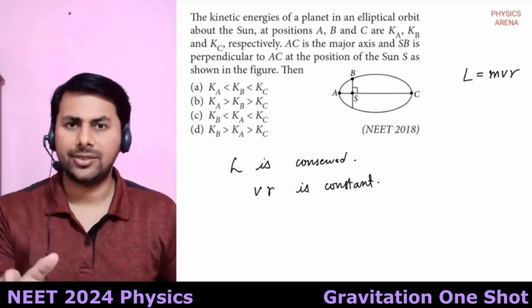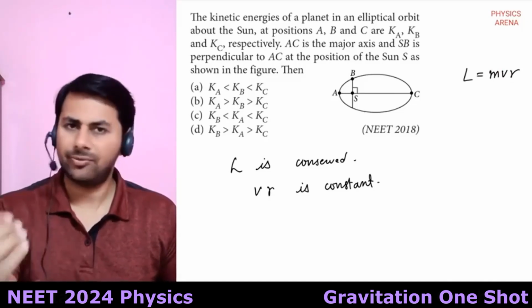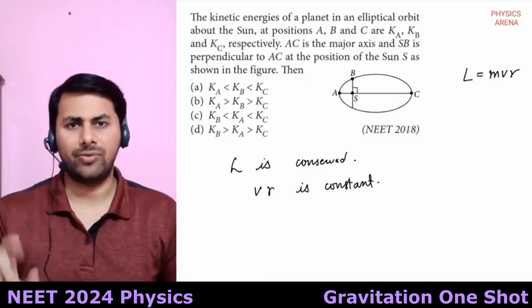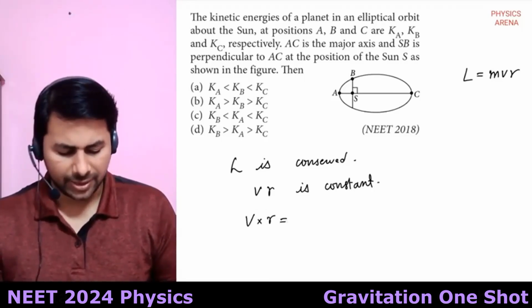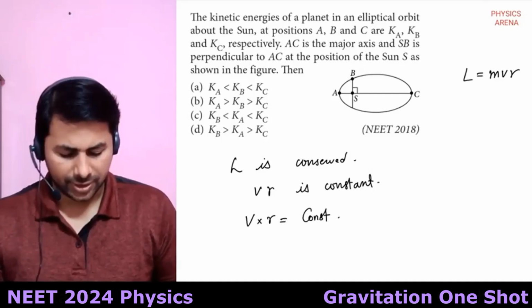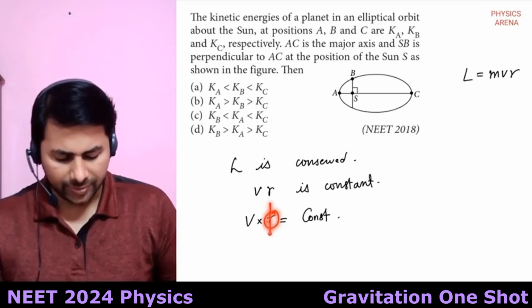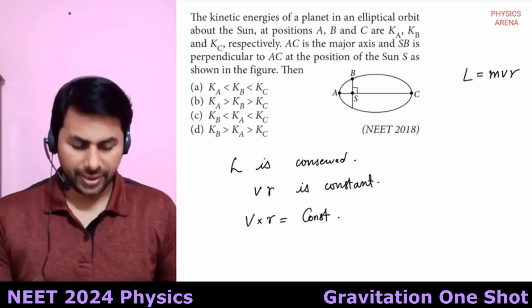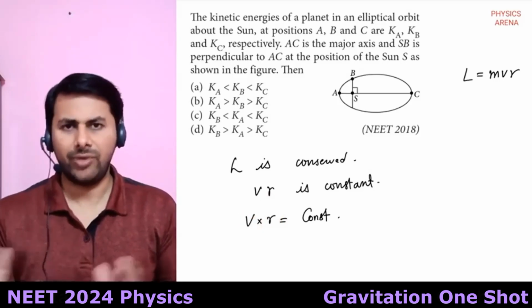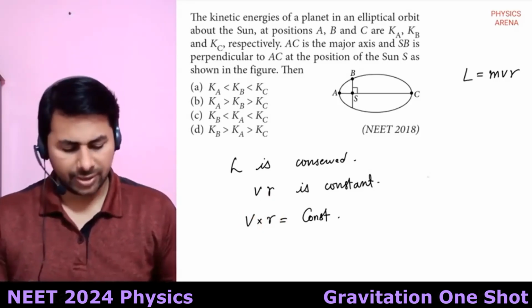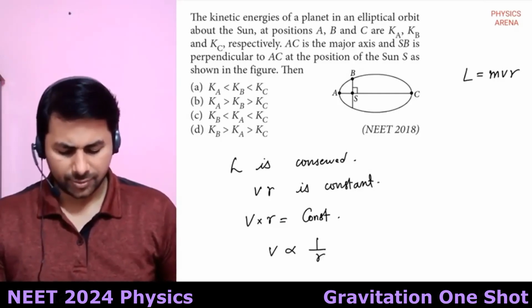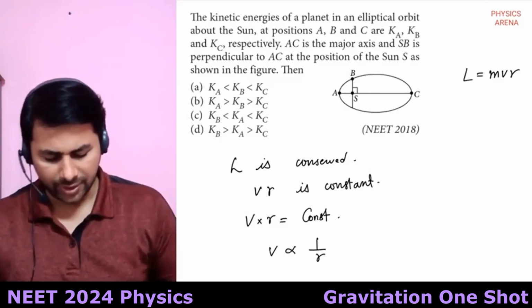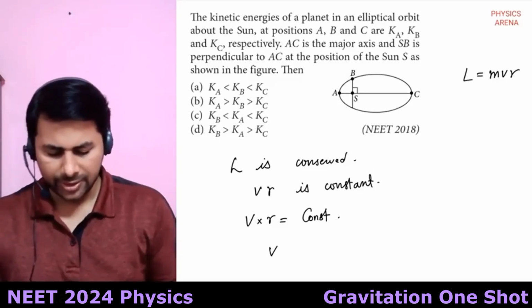So if r increases, V will decrease. If r decreases, V will increase. Because V multiplied by r is constant. V is inversely proportional to r. You can call that constant C. So V will be equal to C upon r.